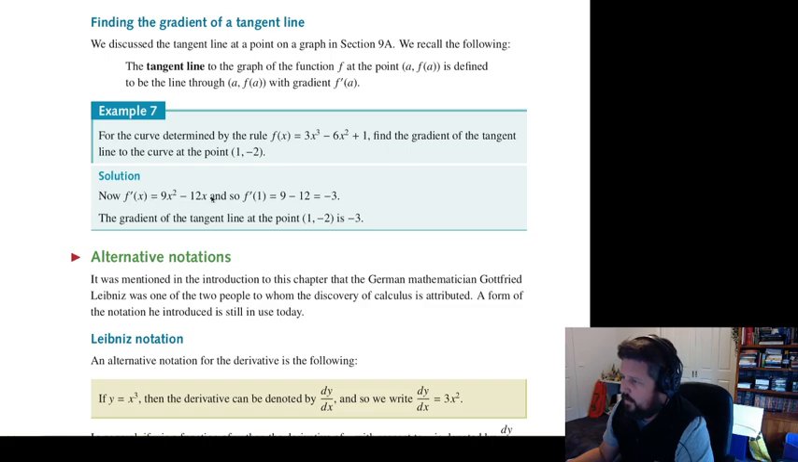What we want to do is use this to find out what's happening when x equals 1. Yep. So we're going to substitute 1 into the derivative, and it will tell us what the gradient of the tangent line is at that particular point. In this case, it's -3. So at this point, the gradient of the tangent line is equal to -3.